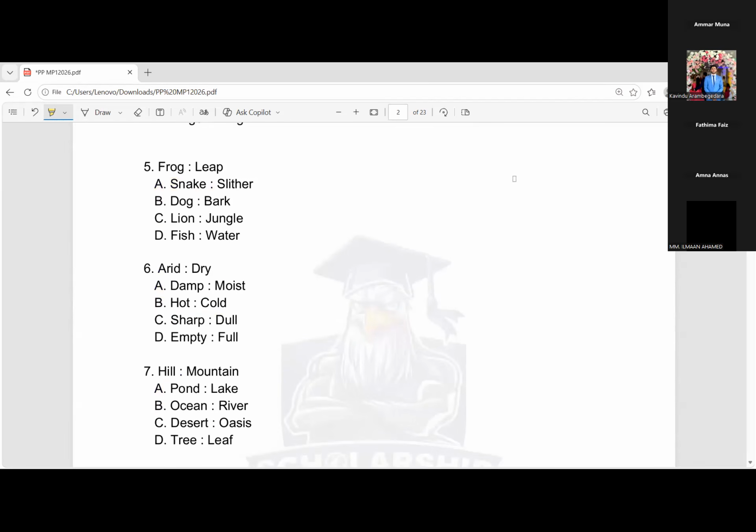Fifth one, frog leap. Okay. Leap means a characteristic movement of a frog. So when we use this, the answer will be snake slither. Okay, frog leaps and snake slithers.